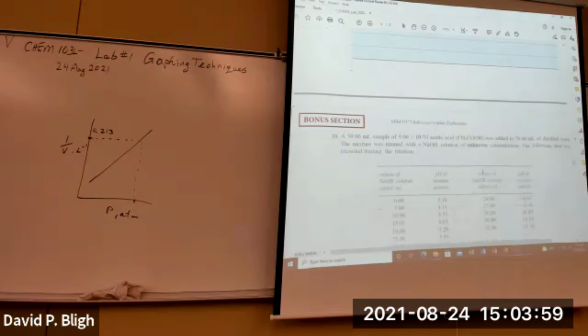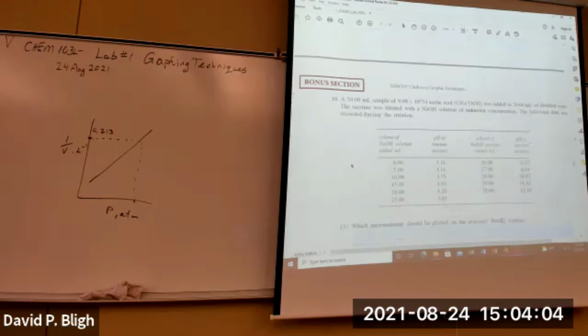Okay. This is a bonus section, so you can take it or leave it. If you feel adventurous, this is a titration curve. You're going to add sodium hydroxide to your solution. So that's the independent variable, x-axis. And then the y-axis is the pH, which is a measure of acidity. So you don't have to know what these mean to draw the graph. You just have to know which one is the x-axis and which one is the y-axis. The x-axis is the base, this sodium hydroxide right here.